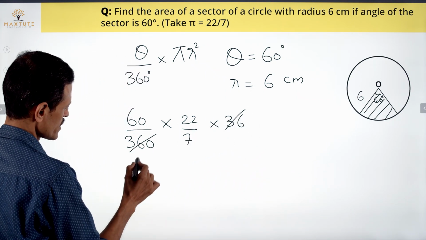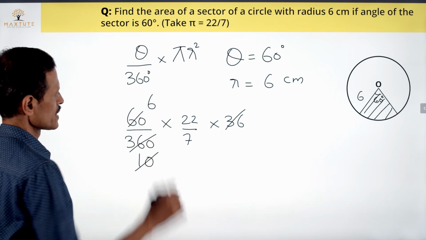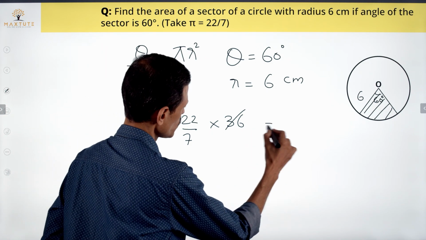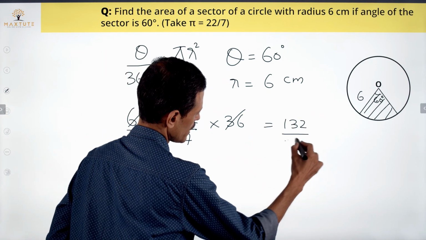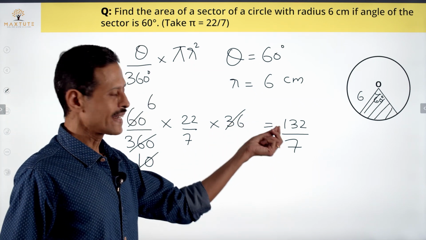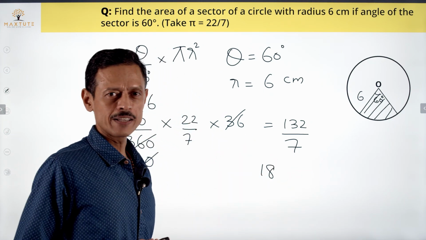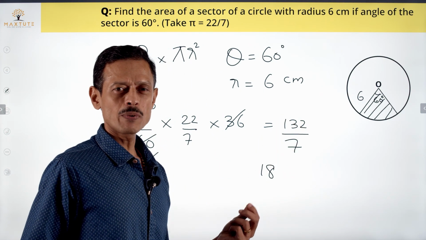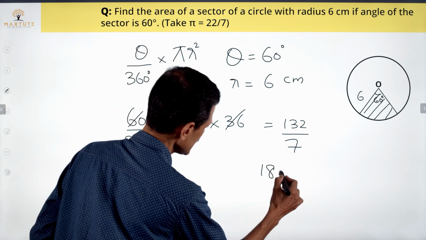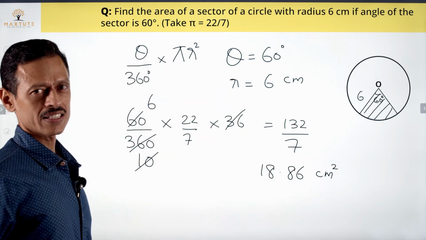36 cancels with 360 to leave us with a 10. 10 cancels with 60 to leave us with a 6. So 6 times 22 is equal to 132. This divided by 7 centimeter square is the area of the sector. 126 is 18 times 7, so this will be a quotient of 18. And then we have a 6. 6 upon 7 is 0.8571, which is approximately 0.86. So 18.86 centimeter square is the area of the sector.